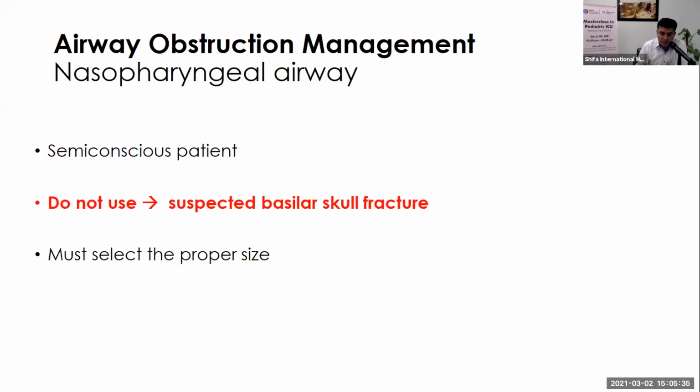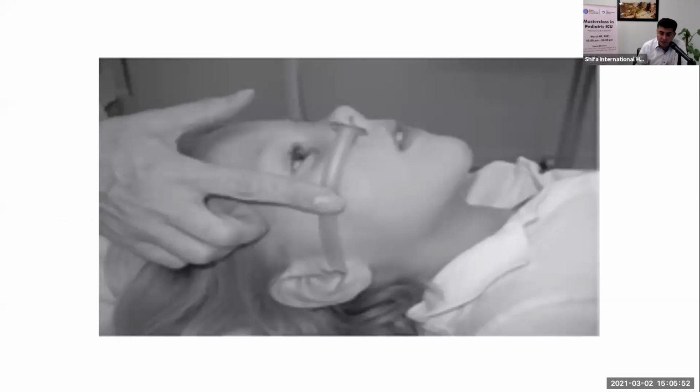Nasopharyngeal airway. It is used in patients who are either conscious or semi-conscious. Usually you do not use it in patients who have a suspected basal skull fracture, and you must select the appropriate size. So what is the appropriate size? It starts from the tip of the nose down to the tragus or the angle of the jaw. So that's the appropriate size that you can use. You simply insert it through the nose. It's better to lubricate it, and then you can simply do the suction from it, and you can even apply oxygen, and the patient can breathe through it.